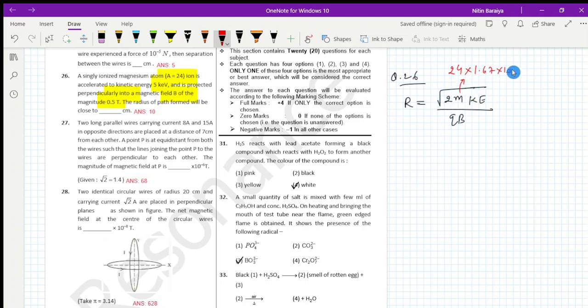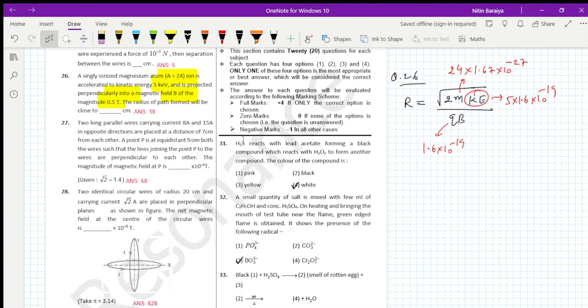It's 1.67 into 10 to the power minus 27 kg. This is what we have to put there. And the charge will be 1.6 into 10 to the power minus 19. And then kinetic energy, again we have to put it. A little bit of calculation is going to be there. 5 electron volt, 1.6. I did not see the atom, I put 48 as the mass. Okay, this you should remember.